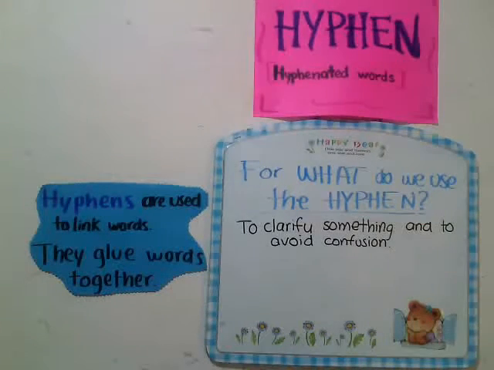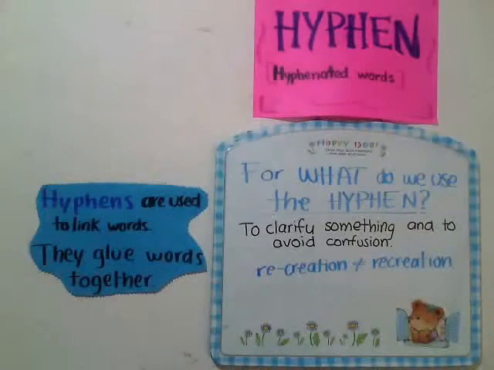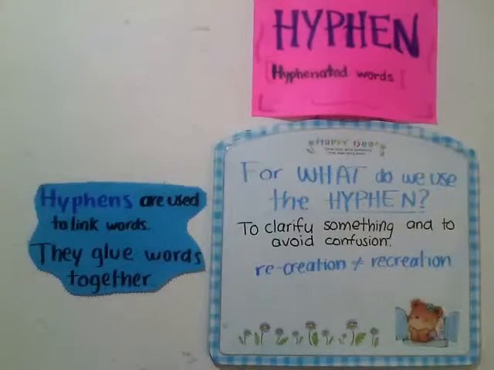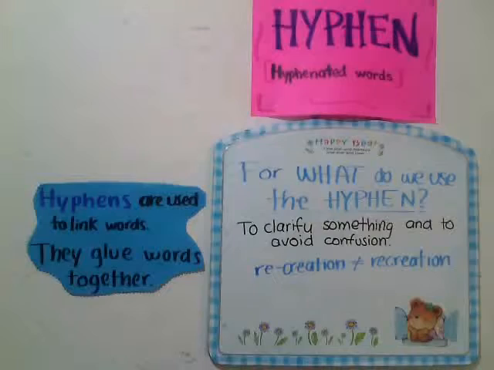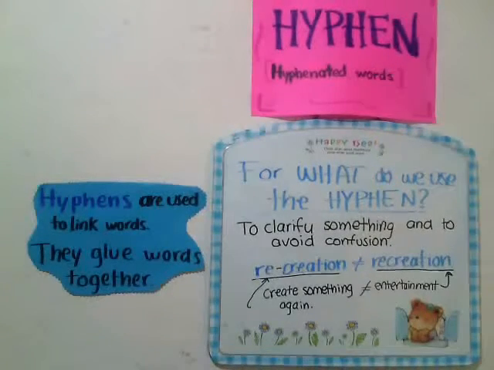We can also use the hyphen to clarify something and to avoid confusion. For example, the word re-creation with a hyphen is different from recreation without a hyphen. The first one, re-creation with a hyphen, means to create something again, while the other, recreation without a hyphen, means entertainment.